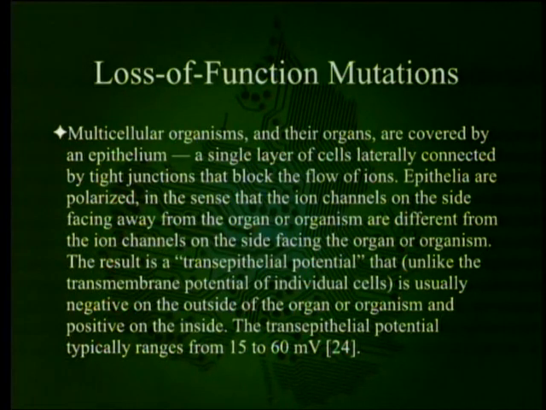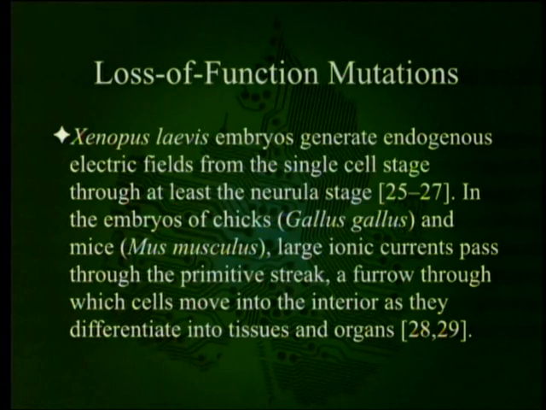Epithelia are polarized in the sense that the ion channels on the side facing away from the organ or organism are different from the ion channels on the side facing the organ or organism. The result is a trans-epithelial potential that, unlike the transmembrane potential of individual cells, is usually negative on the outside of the organ or organism and positive on the inside. Most cells simply are negative inside and positive outside all the way around. These ones have a differential from the inside of the organism itself to the outside. The trans-epithelial potential typically ranges from 15 to 60 millivolts. So you all have an electrical field around you. Small, but it's there.